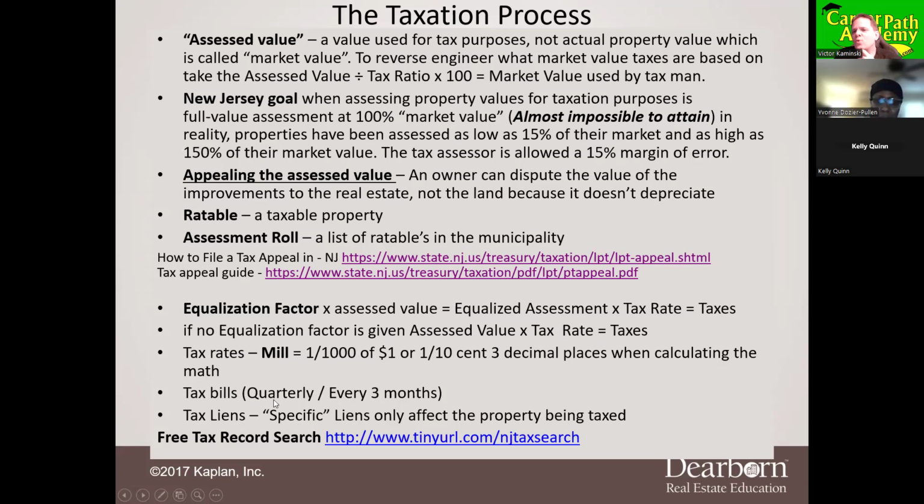Tax bills are billed quarterly to property owners. Every 3 months, you get a tax bill. And if you don't pay your taxes, they could become a lien on your property. Now, December 31st, if you don't pay your taxes by the end of the year, you're going to get notifications that you're late on your taxes and you're going to start incurring late fees and penalties.